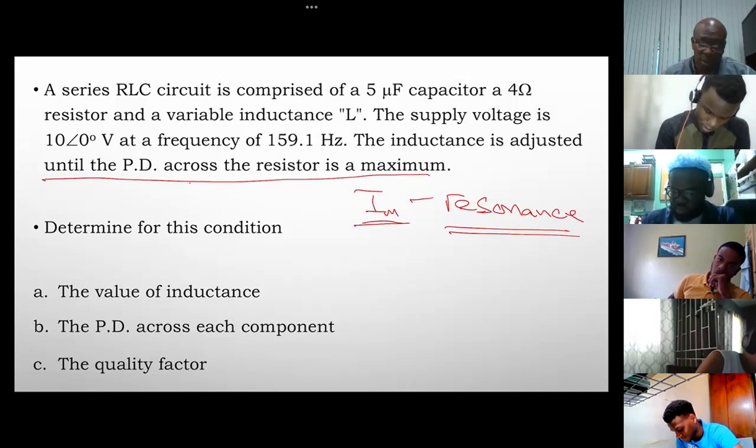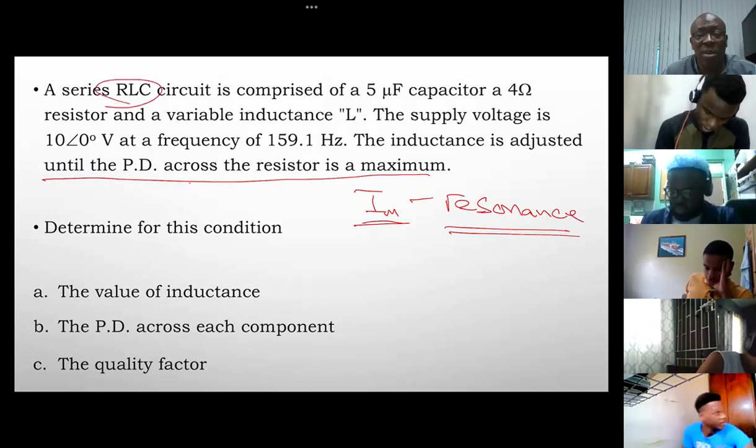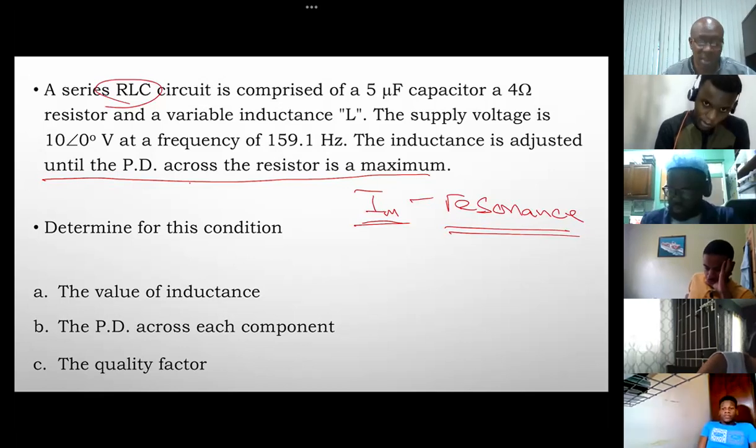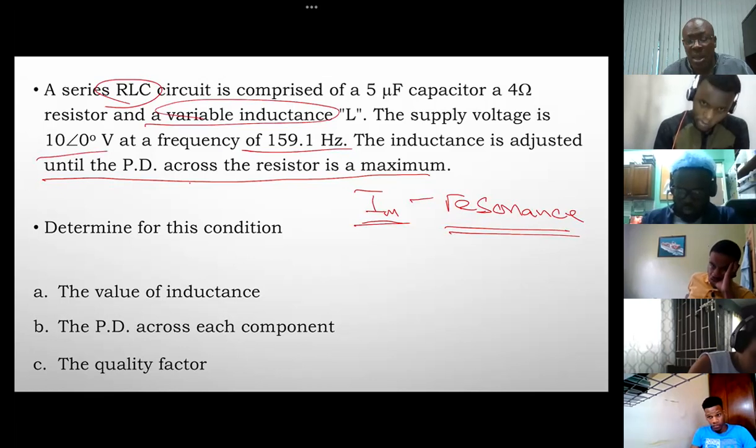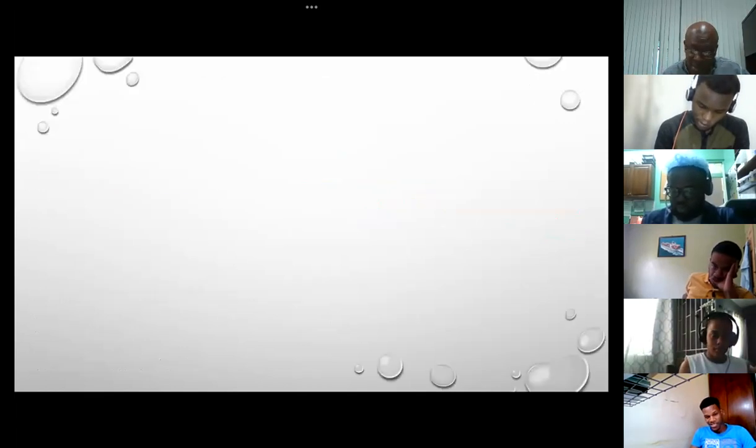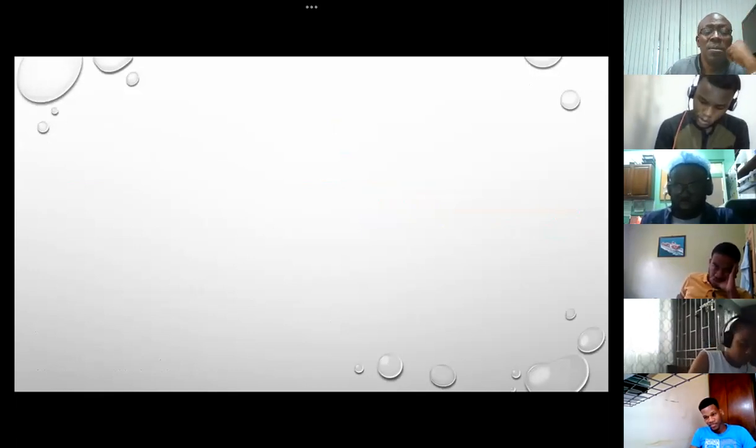All right. So the fact that we're dealing with an RLC circuit means absolutely nothing in terms of resonance. The fact that we have variable inductance says nothing. The fact that it has a frequency, again, says nothing. The only thing in the question that tells you it's a resonance question is because of the maximum current across the resistor, maximum voltage across the resistor. So, what's the first thing that we need to do?